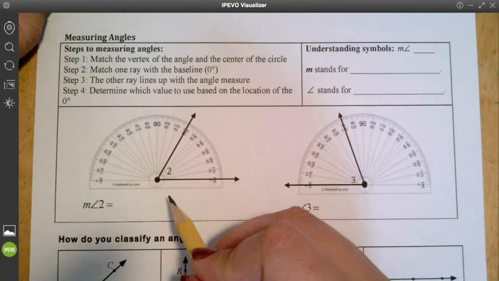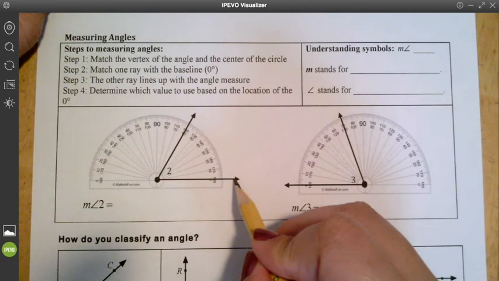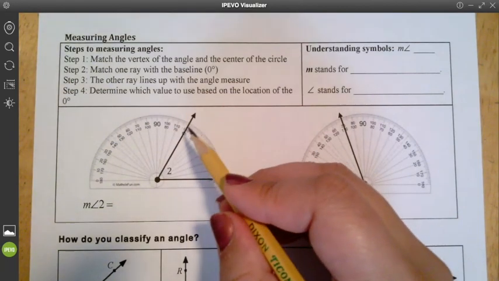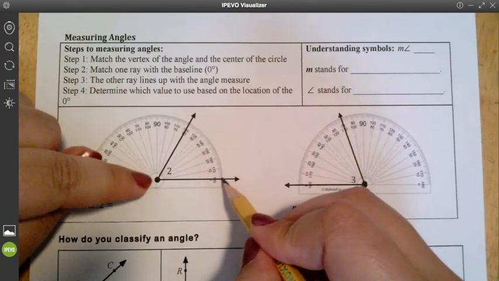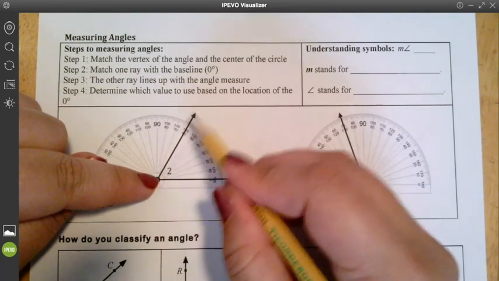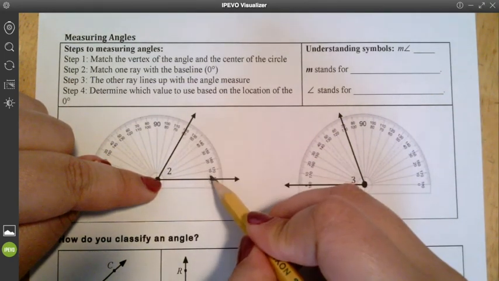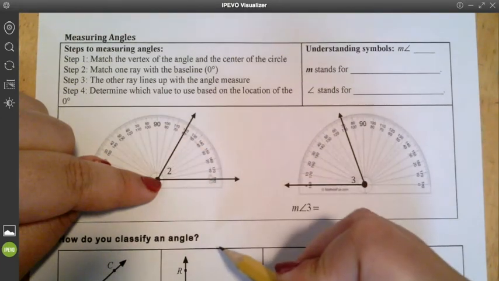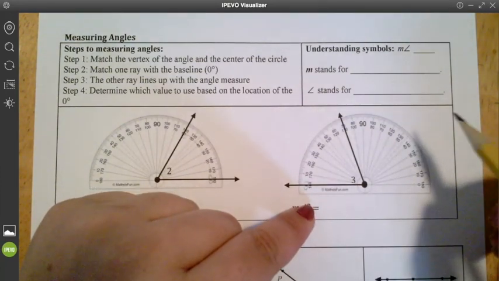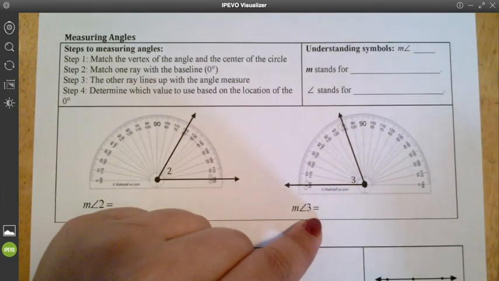And the way we do that is we set up one ray to be along this bottom line at 0 degrees. And we set up the second ray to be along the inside of the protractor. And then the protractor will tell you how far around the edge the angle goes, and that gives you the angle measure. So we're going to say this starts at 0. So we're reading on the inside numbers, it goes up to 60. If our angle's facing the other way, we still start it at 0. Notice the 0 is on the outside edge this time. And so that angle goes out to 70 degrees.